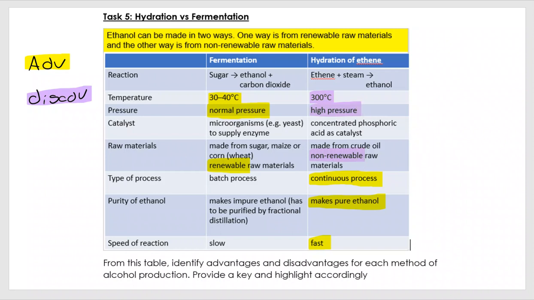We've got the fact that it will run out. And for fermentation, we have the fact that it's slow, that the impure ethanol is made, and that it's a batch process. The batch process means you have to do a stage, then do the next stage, then do the next stage. And there are gaps in between. It's a very inefficient process.